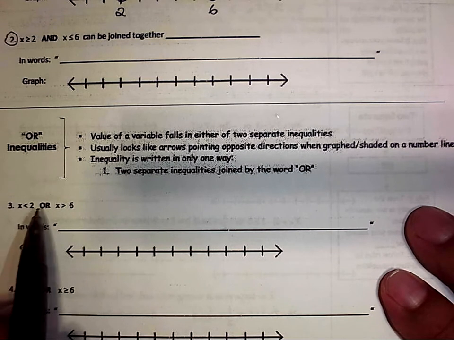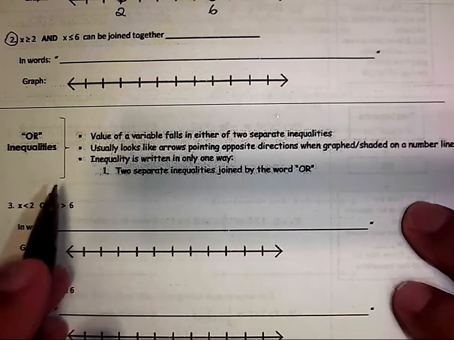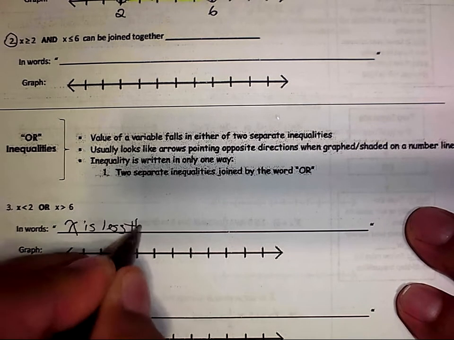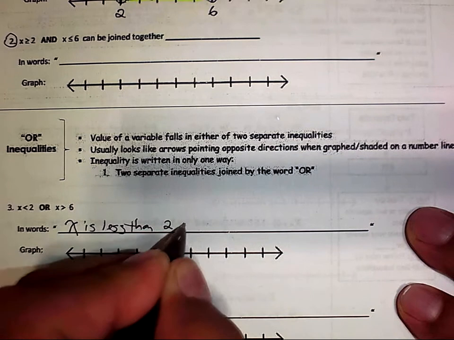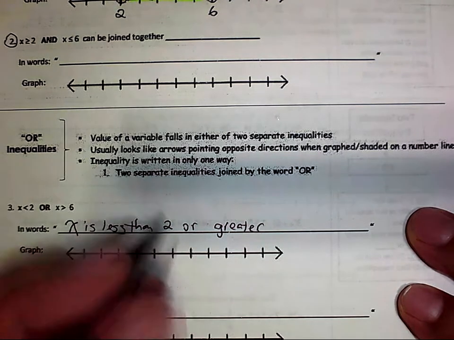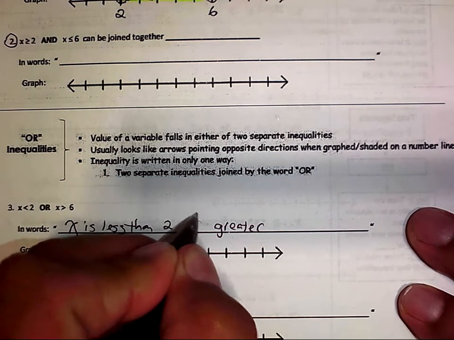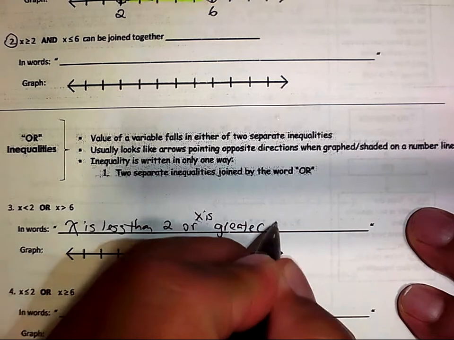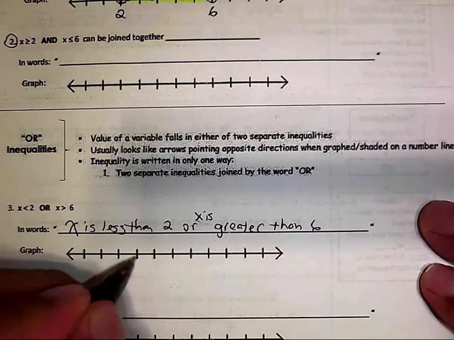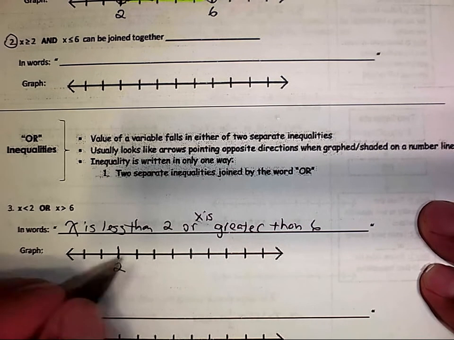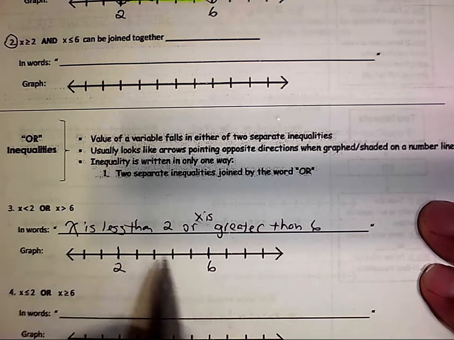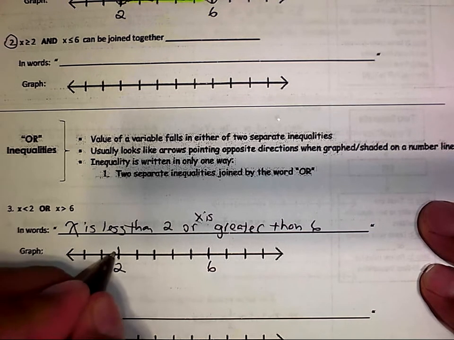X is less than 2 or x is greater than 6. Well, how would you write it? Look at the way I said it. X is less than 2 or x is greater than 6. How would you graph that? Once again, I'm just going to put this is 2 and this is 6. I don't care about the distance right now. I just want you guys to get a better feeling. Because this is not equal, I'm going to do open circle, open circle.